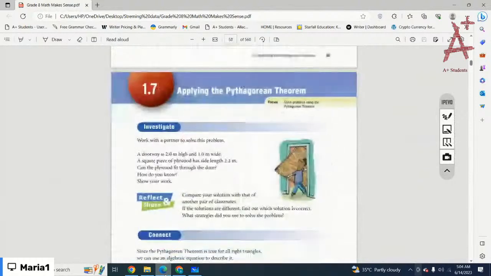Okay, we're going to start with applying the Pythagorean theorem. Got it? We've already done how we use the Pythagorean theorem. Today we're going to apply the Pythagorean theorem. So let's just start with the lesson.